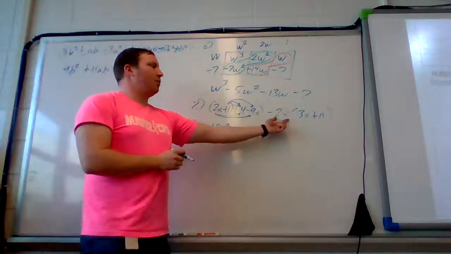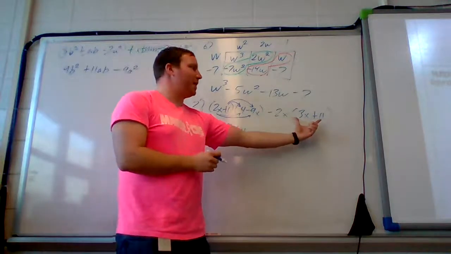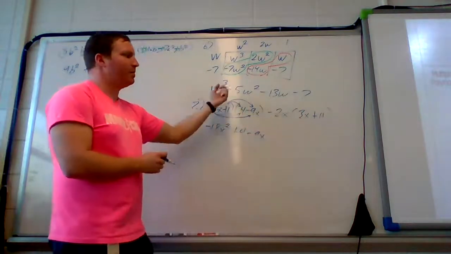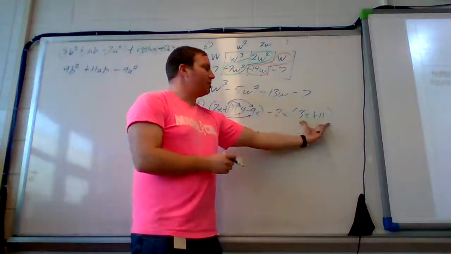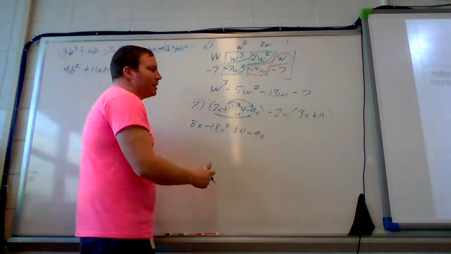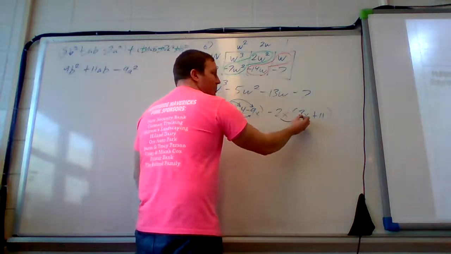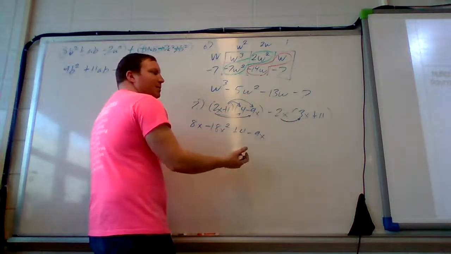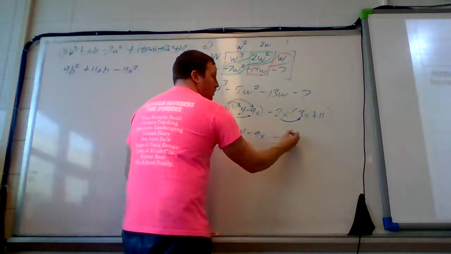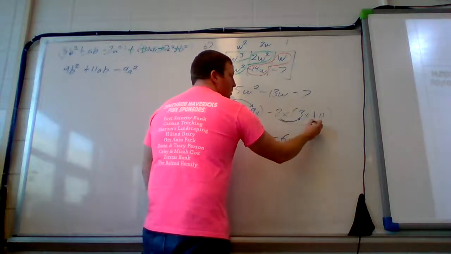And then you do minus 2x. Now we're also multiplying this term by this. So remember PEMDAS, we need to do our multiplication before we do that subtraction at the end. So we're going to go ahead and distribute this as well. So negative 2x times 3x is negative 6x squared, minus 22x.